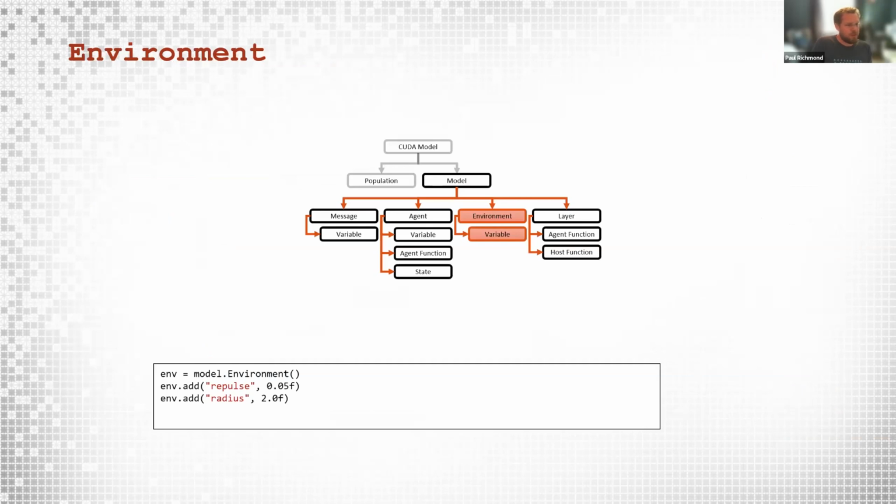The other thing that you might want to define within a model is environment variables. These are variables that are read only by agents, and can potentially be changed between iteration steps or parameterized as part of your model run. In the example for the circles model, we have a repulsive and an attractive force that is global across all agents, so they're good variables to put as environment variables. We define those using the model environment.